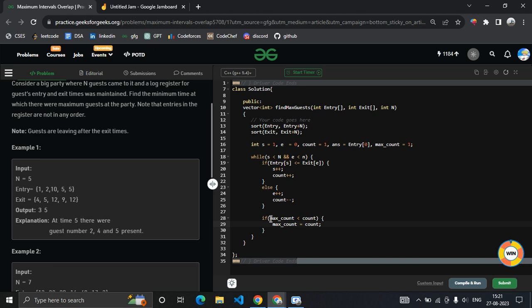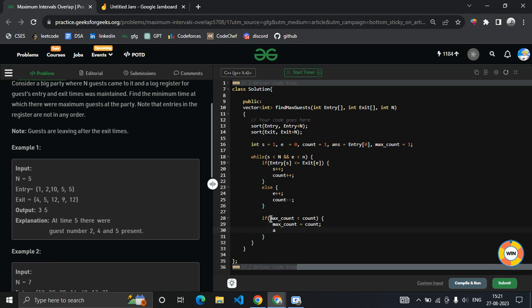And what else do we have to do? Answer. Answer would be entry of start minus 1. Why am I doing this start minus 1? Because I am using one-based indexing right here. So I am maintaining answer equal to entry of start minus 1. This is basically the approach. Everything is complete, I think. Now I want to return the given vector.